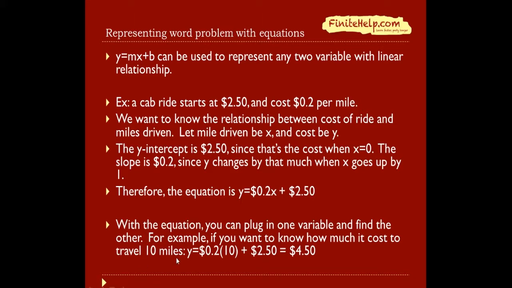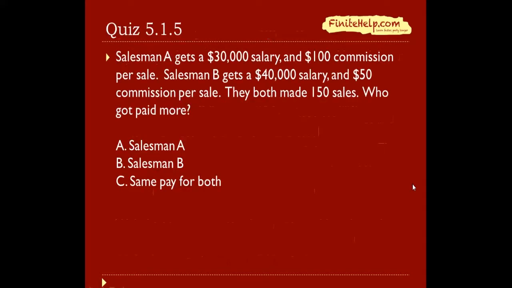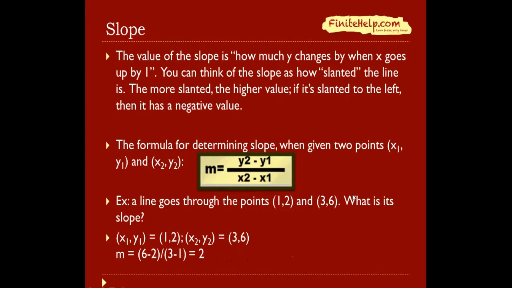So the slope value is how much y changes by when x goes up by 1. Another way to say it is that's how slanted the line is. So the more slanted it is, the more y changes by when x changes by 1. And if it's slanted to the left, that means when x goes up by 1, y actually goes down. So that's why it has a negative value. So here's the formula for determining a slope when you're given 2 points.